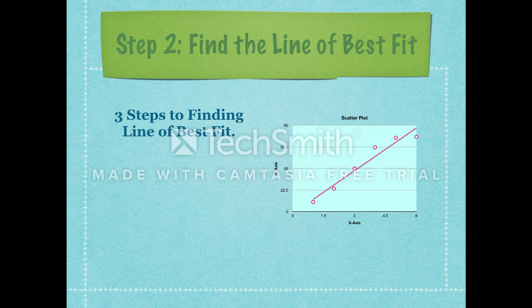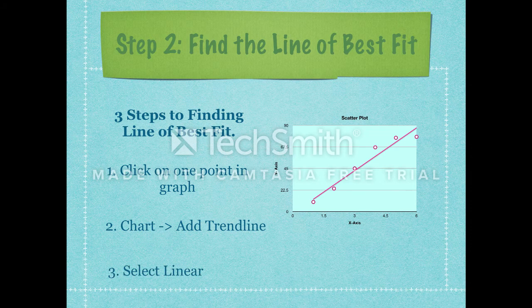The next step will be to find the line of best fit, or as Numbers calls it, the trend line. Step 1 is to click on any point in the graph. Step 2 is to go to Chart and select Add Trend Line. And finally, we will select Linear under the options for trend lines. Let's do it.